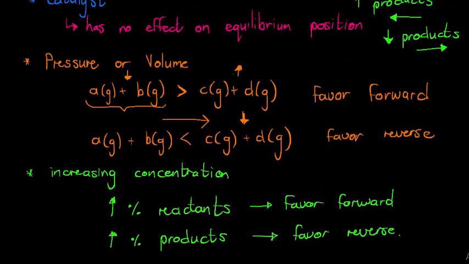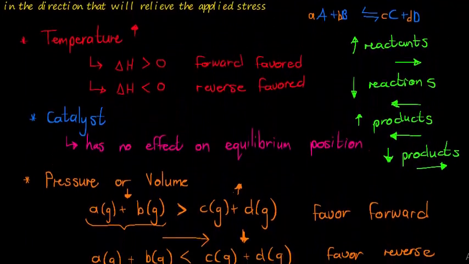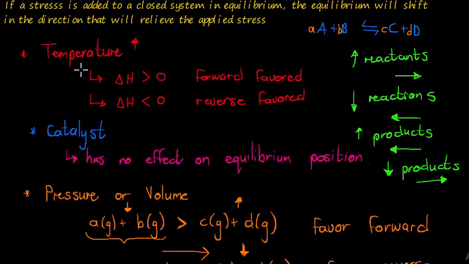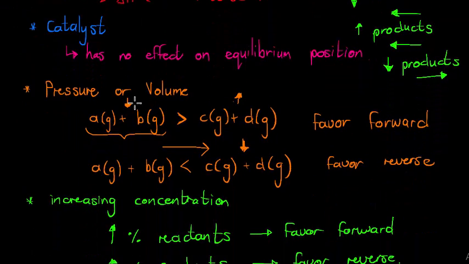Okay, and these are going to be the 4 changes that we look at, and briefly again, temperature. An increase in temperature will favor the forward reaction if temperature is a reactant. Temperature is a reactant in endothermic reactions, in other words, reactions where I need energy, so my enthalpy is positive. Okay, catalyst has no effect. Changes in pressure and volume favor the side with the least.